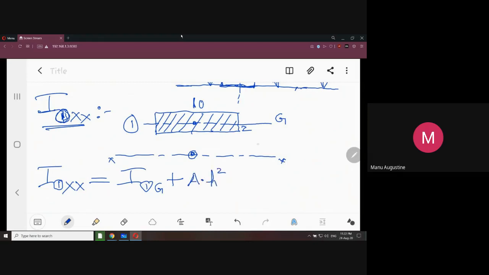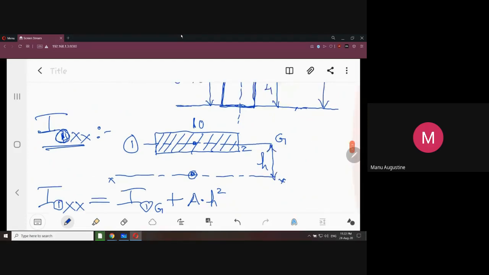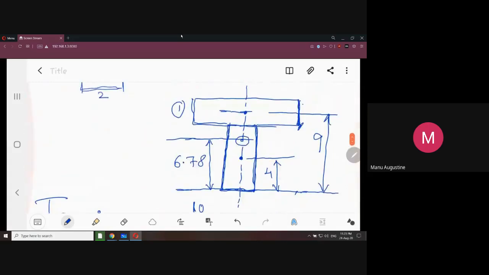And what is h here? H is the constant distance between these two parallel axes. And this can be found out from the geometry that we have drawn in this figure. So if I look at this image, this is the center of gravity of the first area individually. This is the location of the center of gravity of the composite.